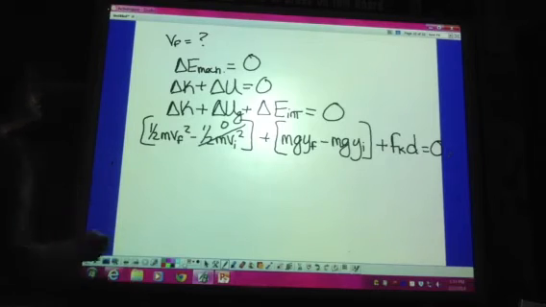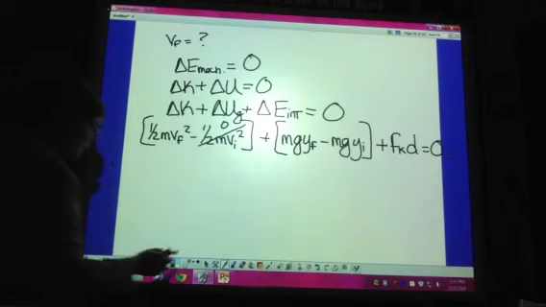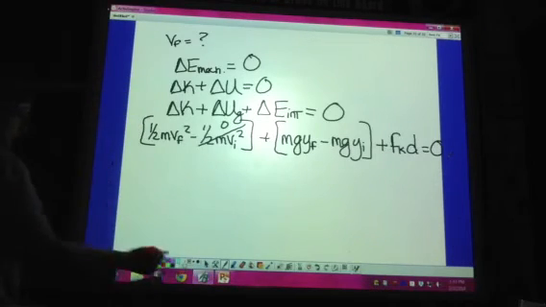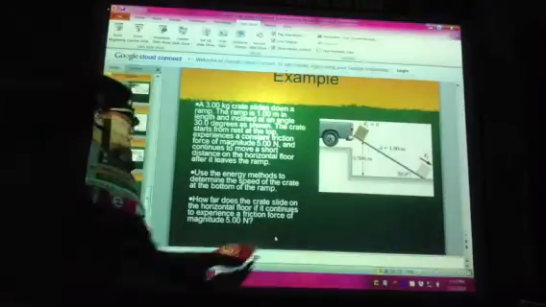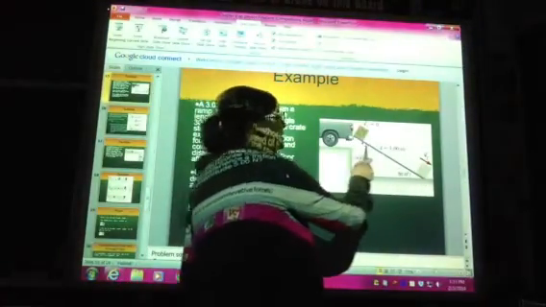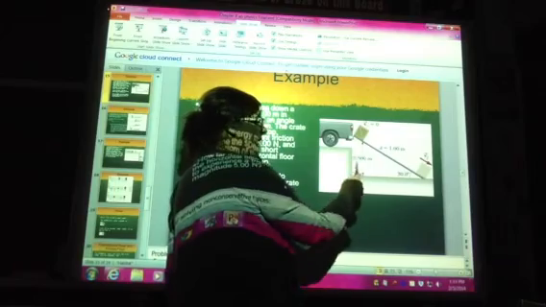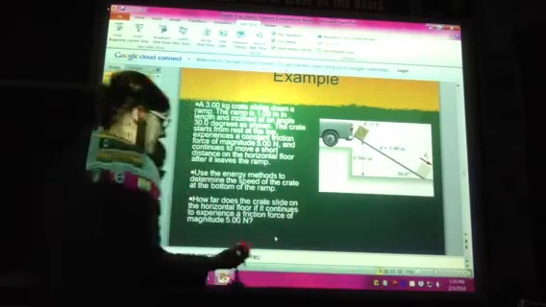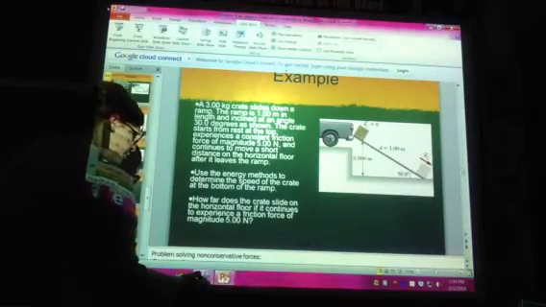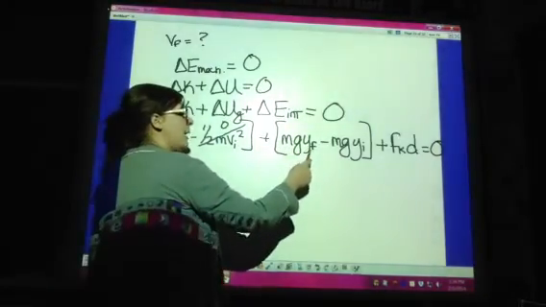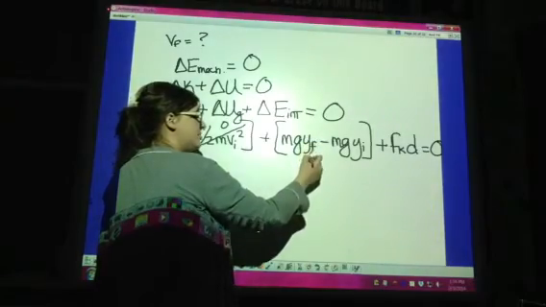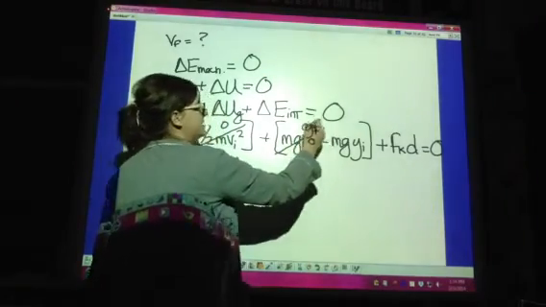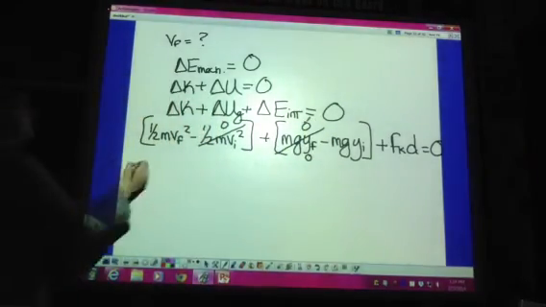Okay, what else do we know? So we knew that this one was 0. Let's go back to that picture, guys. Our initial y position was at this 0.5 meters, but our final y position is going to be at 0. So I know that this m g y_f, if this final position is at 0, that whole thing is 0. So now that's gone.